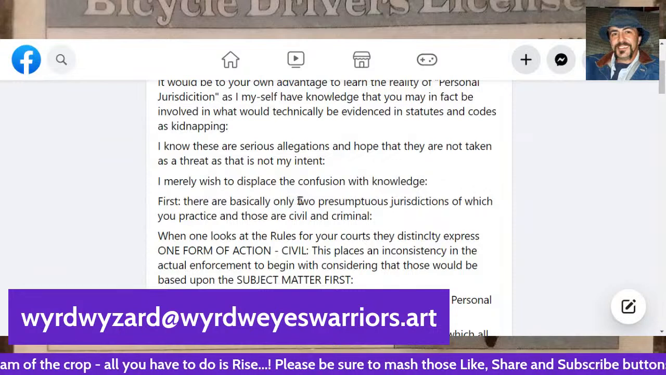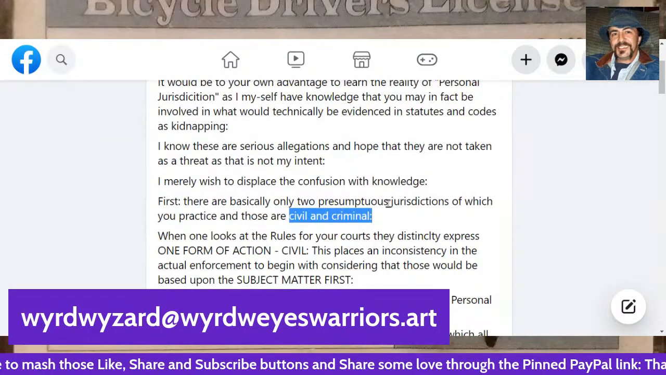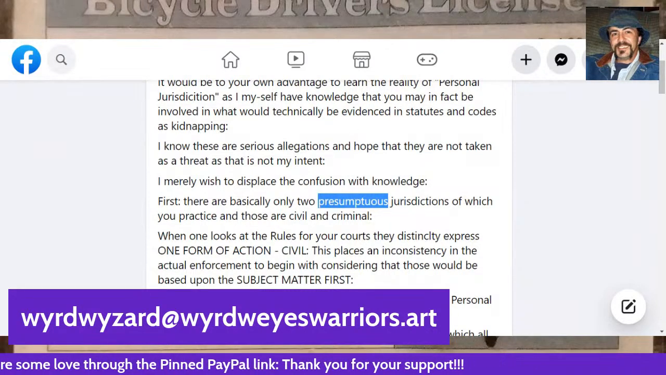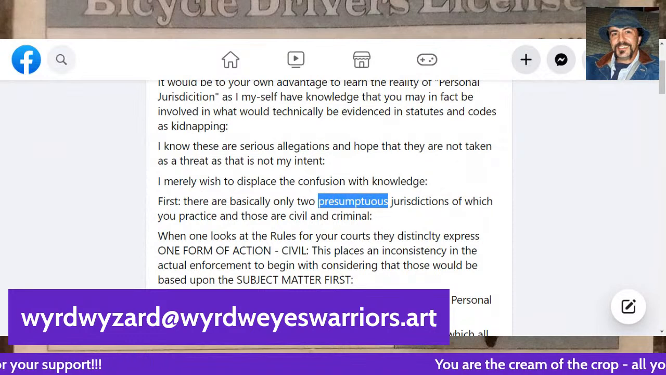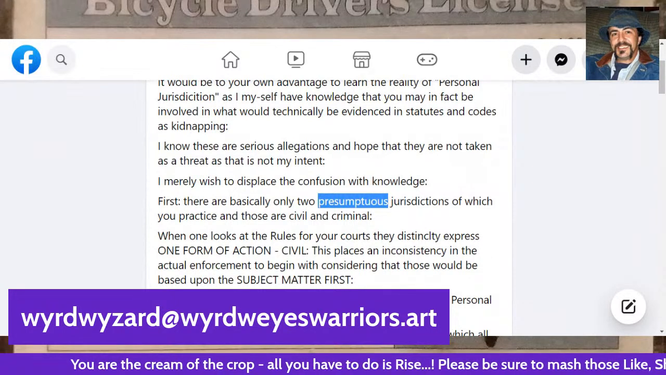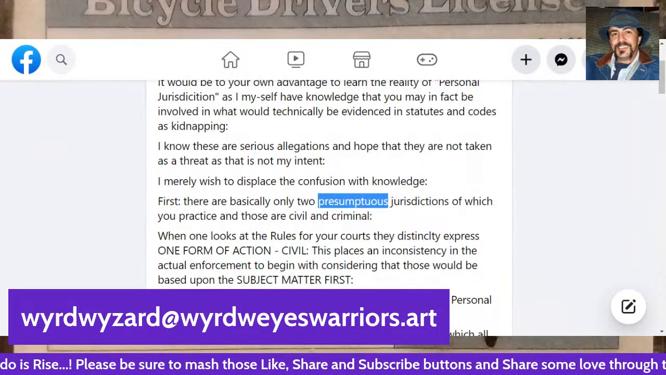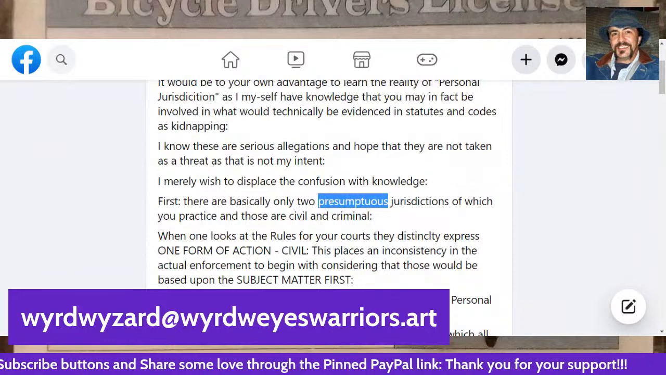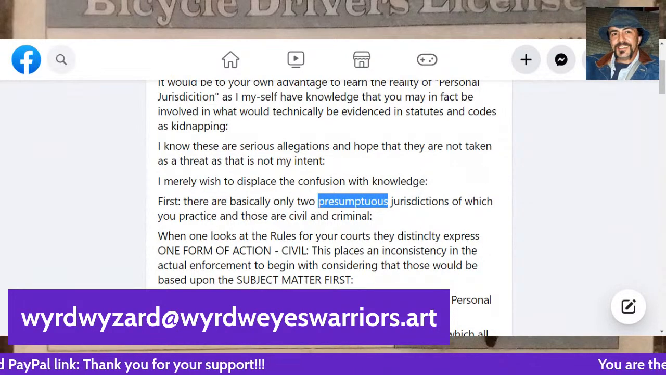First, there are basically only two presumptuous jurisdictions of which you practice, and those are civil and criminal. And notice it says presumptuous because they are not factual. Period. None of their jurisdictions, get this, folks, none of their jurisdictions is factual. It is a belief. Look up the term legal fiction, and you will see it is a presumption of the facts presented to a court. All you have to do is break that presumption, because the county attorney goes to the court and lays the presumption that they have personal jurisdiction, and that is an impossibility.